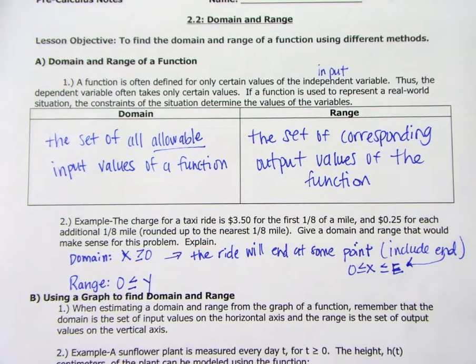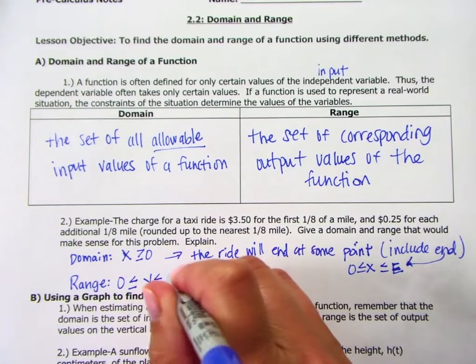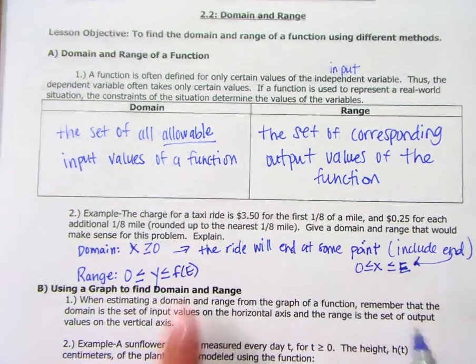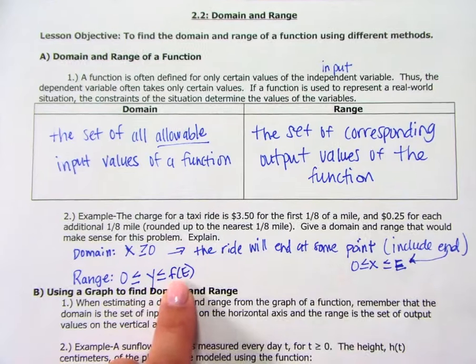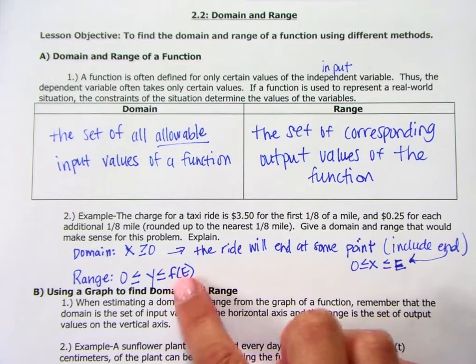So the price has to be greater than or equal to 0, but then it has to be less than or equal to f of e. And hopefully we understand at this point what that means, just the output when your input is e. So no matter what that end amount is, you would take the output value.